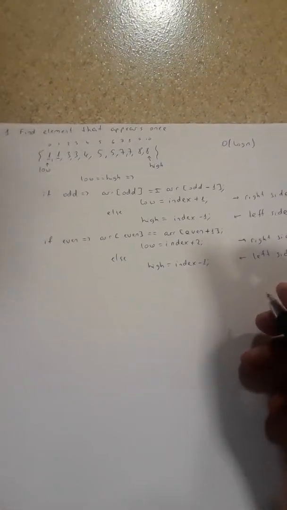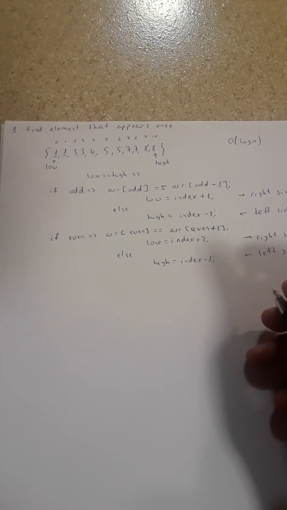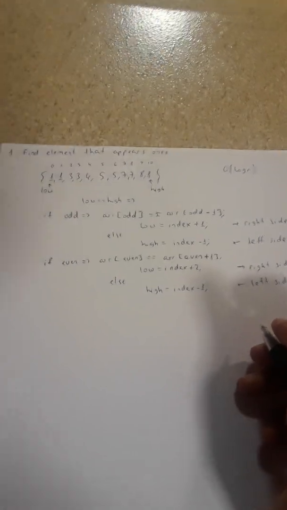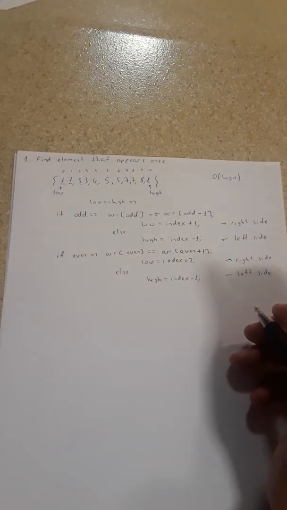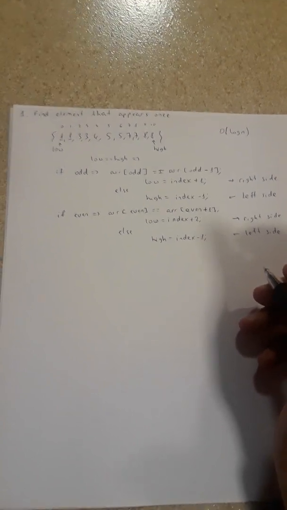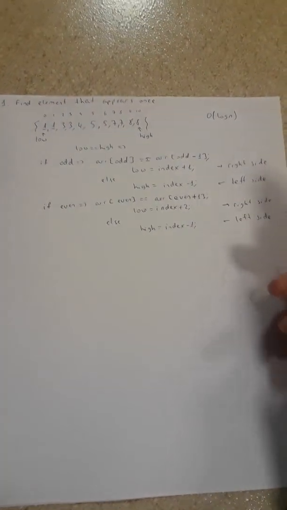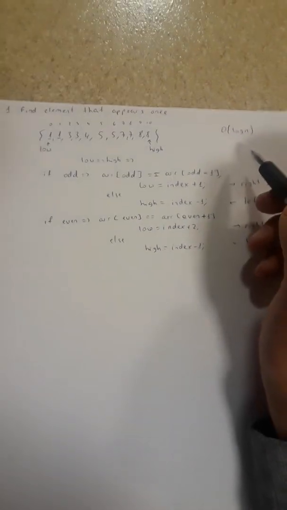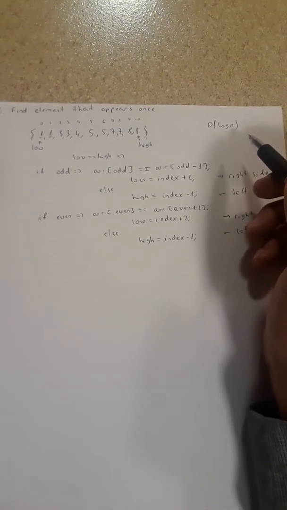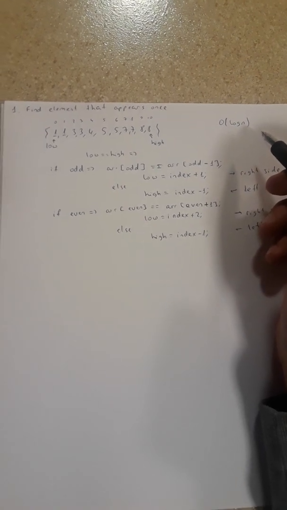Problem number 5. So here we have an array of elements that appear twice except one, and we have to find that element that appears just once in the array. We have to solve this problem within log n time complexity, meaning that we have to find the element using binary search.